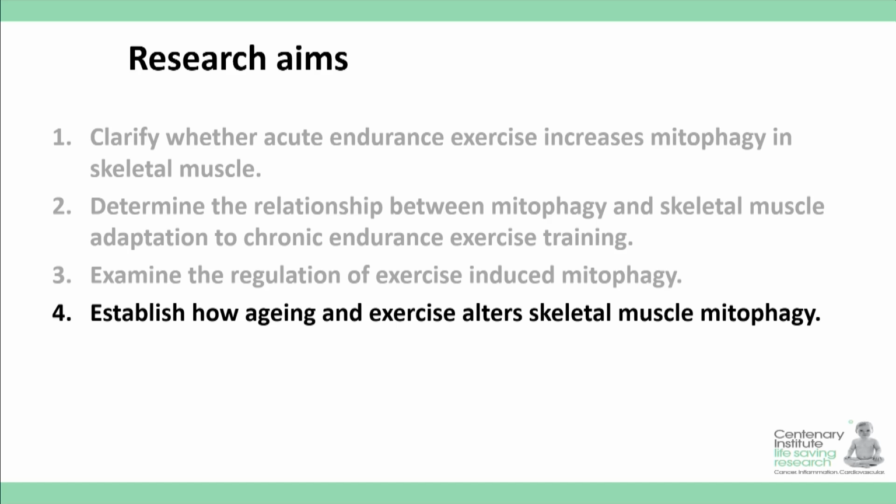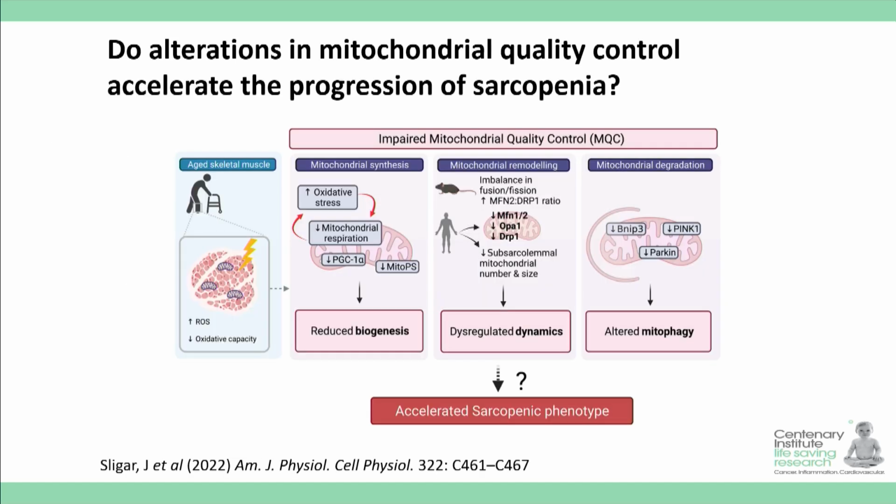So the key question we're interested in, and my group is very much interested in sarcopenia and age-associated changes in muscle function. There's some really nice data. A grad student in the lab, James Slagar, wrote a nice review on this recently, talking about how changes in mitochondrial quality control might lead to this accelerated sarcopenic phenotype. It's certainly not the be-all and end-all, but it can change the severity of this progression.